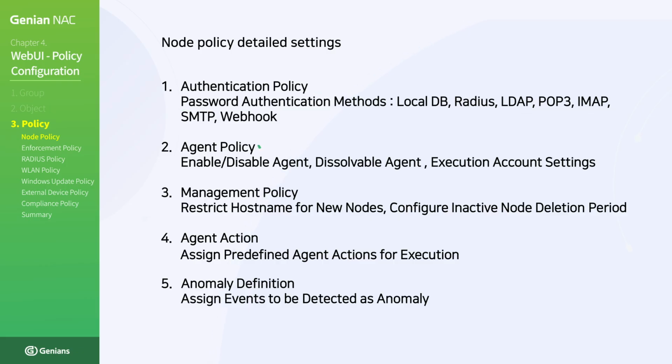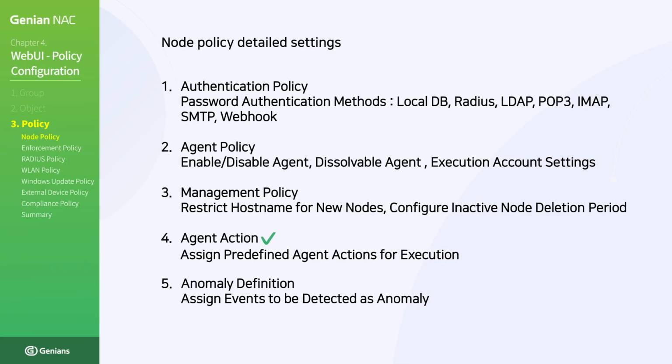Agent policy. This section configures the functionalities related to the agent. Options include enabling or disabling the agent, setting the agent to launch upon system logon, defining a retention period for inactive agent data, and specifying a custom execution account. Management policy. This section handles node management settings. It includes options to restrict the host names of new nodes and configure the retention period for inactive nodes.